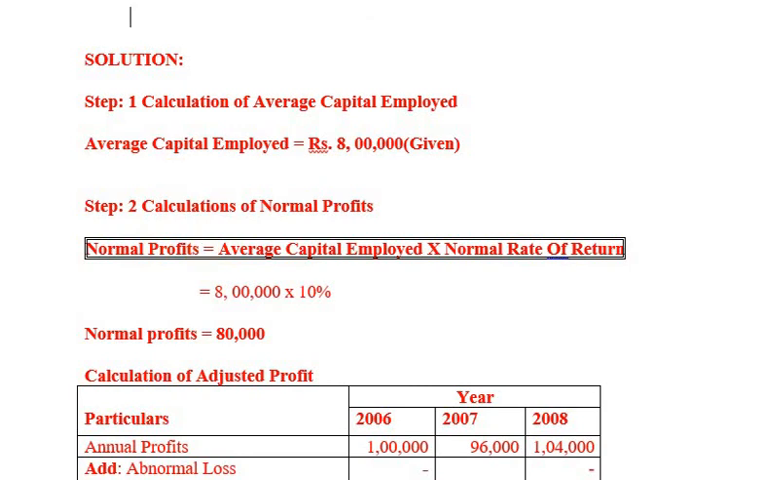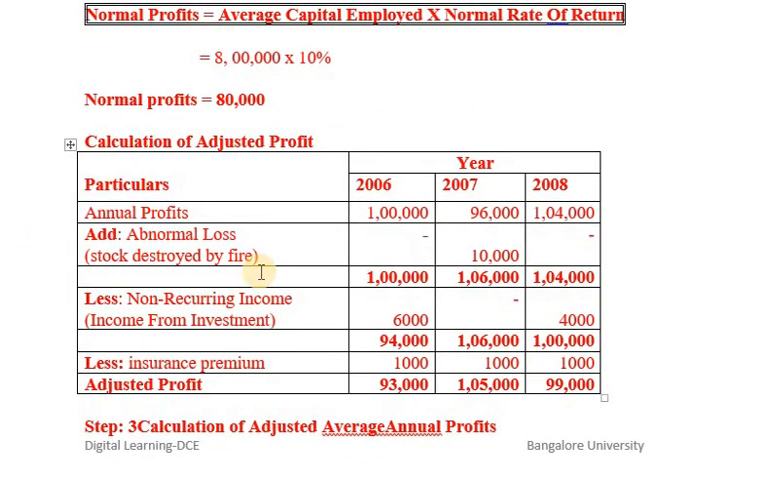So 8 lakh into 10 by 100, 80,000. Then we have to calculate adjusted profit. How to calculate adjusted profit? We must take annual profit as base. So 2006, 1 lakh, 2007, 96,000, 2008, 1 lakh 4,000.